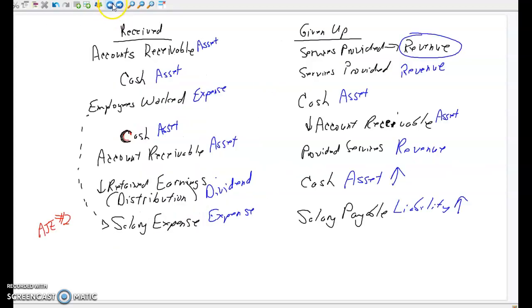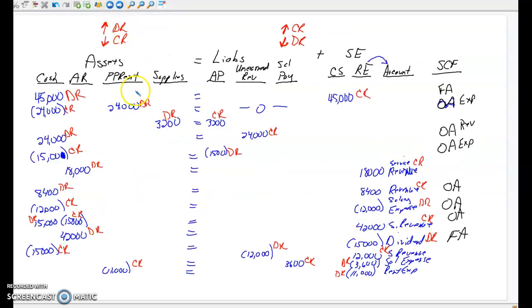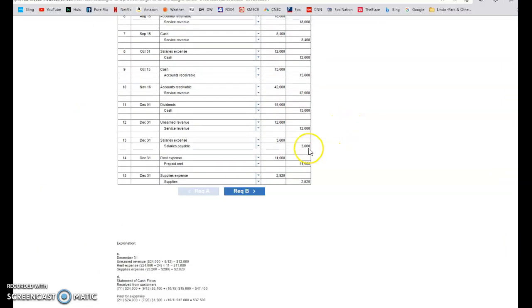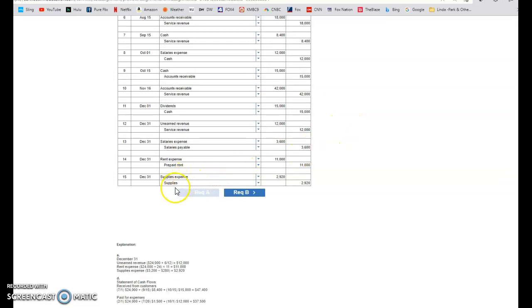Okay, let's go back to a horizontal model. And we want to reduce supplies 2,920. And then expenses reduce retained earnings 2,920 for supplies expense. Okay, and then again, this side goes down with credits, the other side goes down with debits, and then we can go back and look at that final adjusting journal entry, supplies expense, and then supplies.